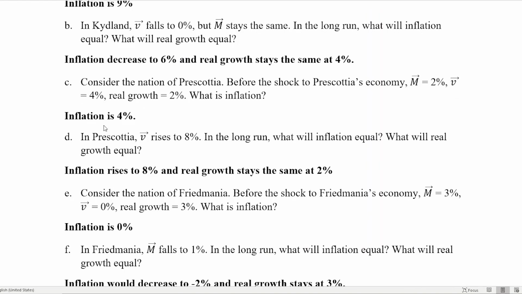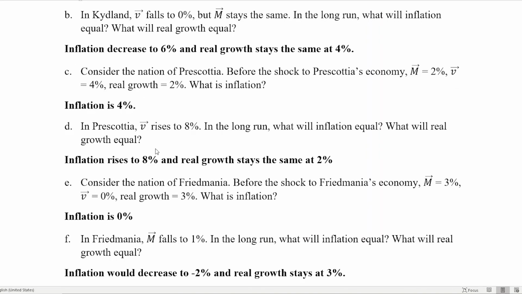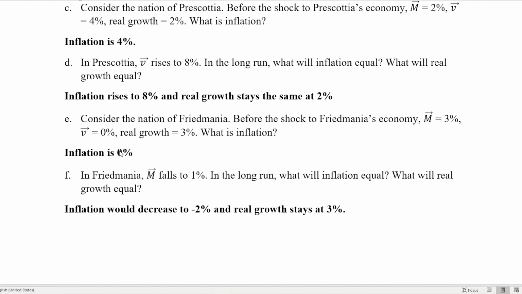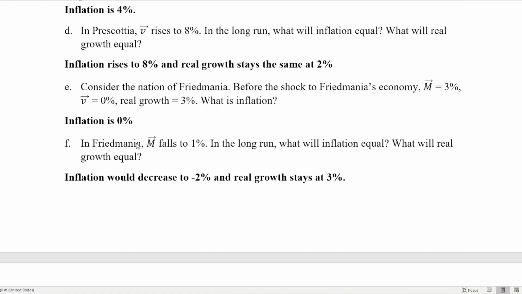You do the same thing for each country or each nation. You have 4% inflation rate. Here the V increases 4%, so inflation rises to 8%, and the real growth stays the same. Here inflation is 0% because the left side and right side have to be balanced.